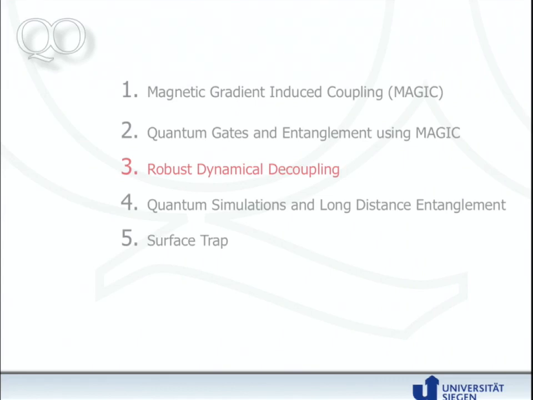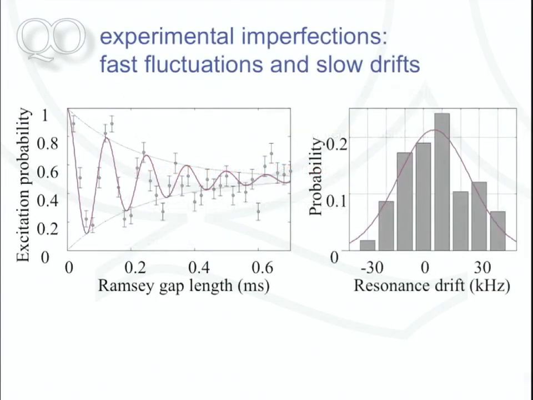Robust dynamical decoupling. So what is dynamical decoupling about? What many people, not only ion trap people, but probably everybody in quantum information science, experience is that you have a limited coherence time that you would like to extend. And this is a typical Ramsey experiment from our lab, where we see the decay of the Ramsey fringes on a sub-millisecond timescale in this particular case.